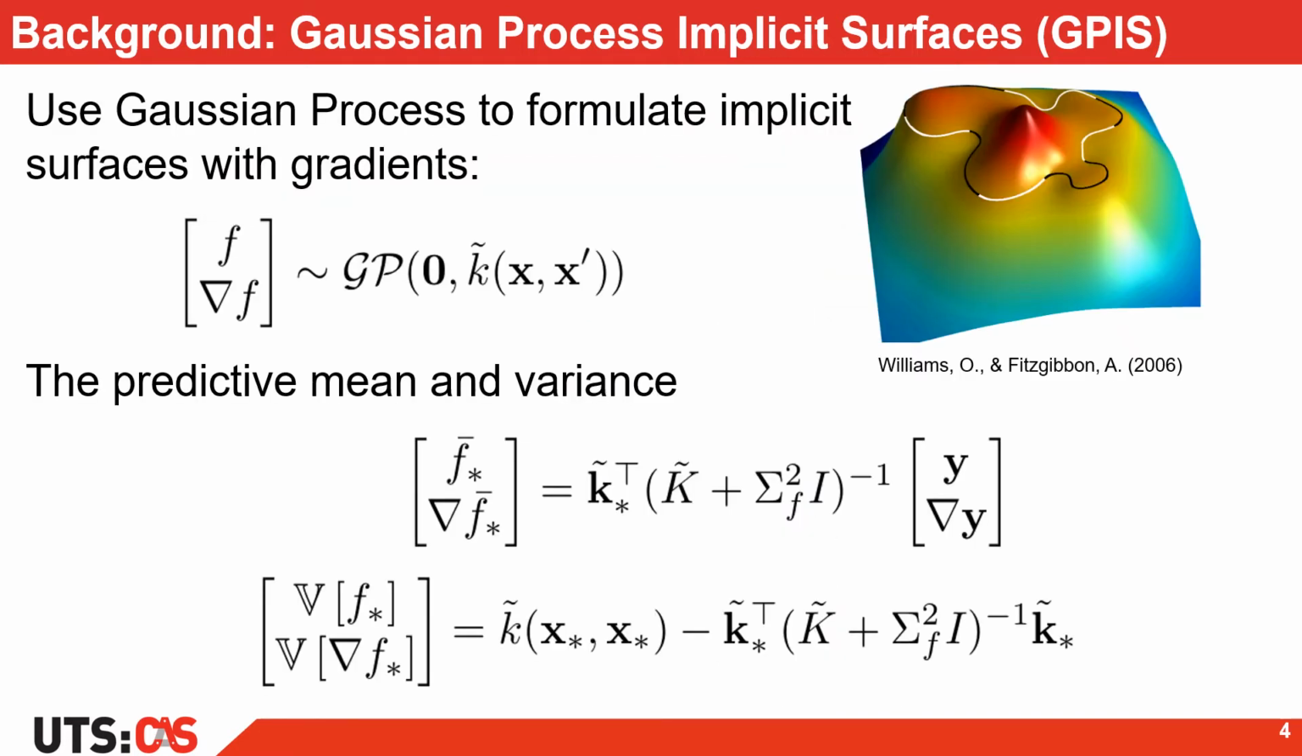We can use GP to formulate implicit surfaces with gradients. It allows estimating the value of an unknown function f at an arbitrary query point. The measurements will be some noisy 3D points roughly on the surface, where f equals 0. Also, we use gradients to tell the inside and outside. The familiar predictive mean and variance at an arbitrary testing point will be given.